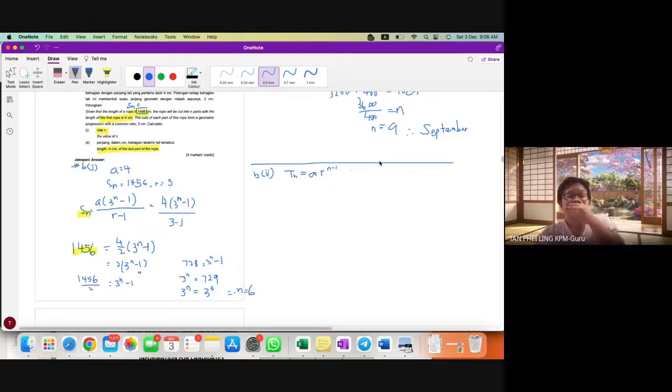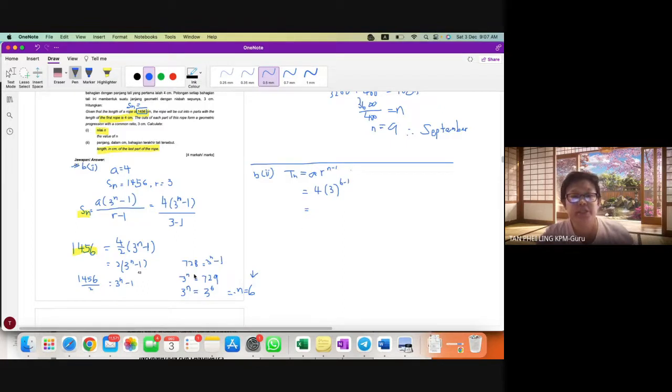Okay, so how do I relate it? Because I know the last part is also one of the parts, which means it's one of the terms, right? So I need to relate to the nth term. Do I have my A? Yes, my A is 4. Do I have my R? Yes, this is 3. Okay, I can borrow my n that I got here. So n will be 6, minus 1.